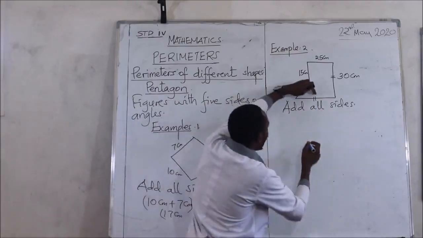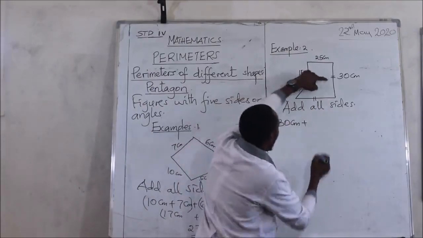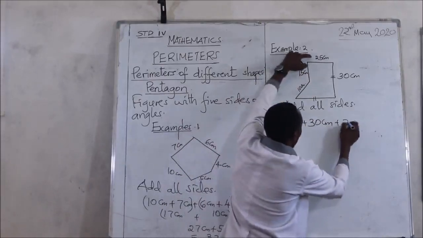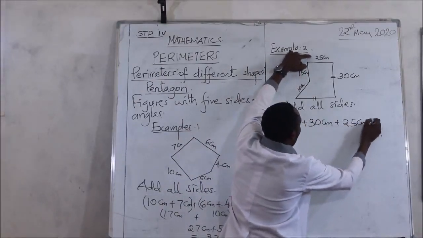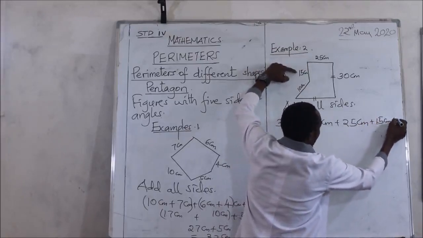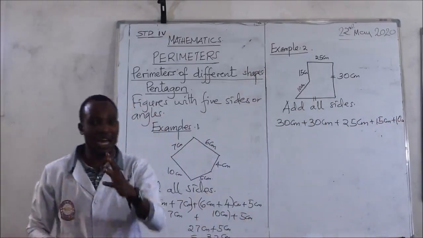We have side number 1, it is 30 centimeter. We have side number 2, also 30 centimeter. Side number 3, we have 25 centimeter. Another side we have 15 centimeter, and the last one we have 10 centimeter. So the thing remaining here is only to add.